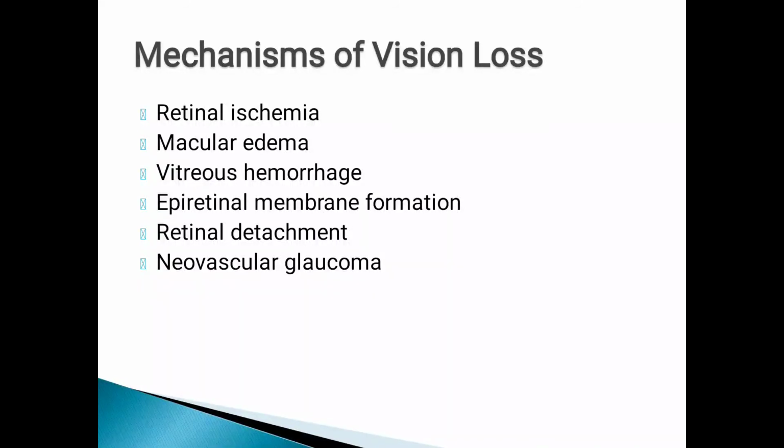Then epiretinal membrane formation: the light rays will not reach the proper retinal layer because of the membrane on the retina, leading to vision loss. Then detachment of the retina and neovascular glaucoma. So these are some of the mechanisms by which the patient loses vision because of diabetic retinopathy.